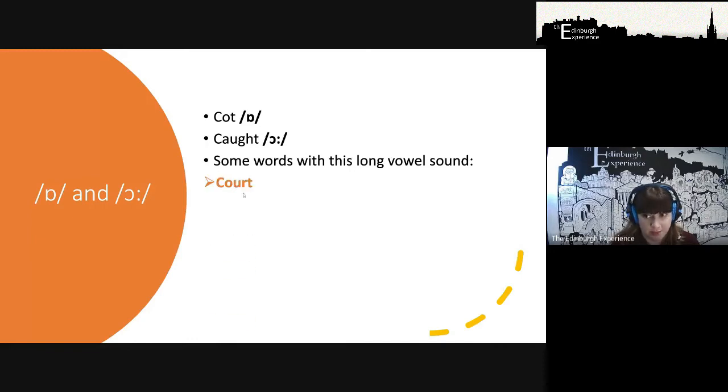Court, law, short, worn. Okay, to point out as well, I have a Scottish accent. So in a Scottish accent, we usually pronounce the R sound. I say court, okay, short, worn.